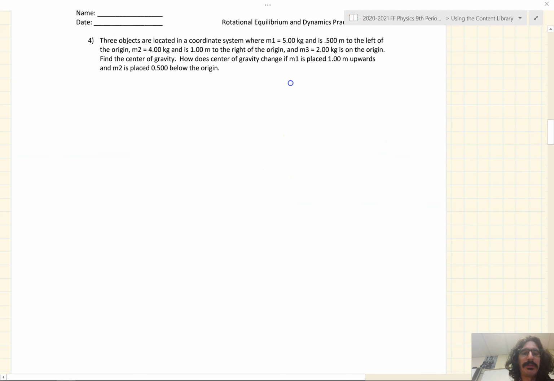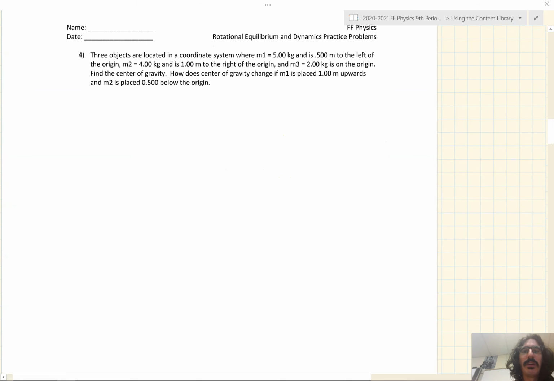Next question. Number 4. 3 objects are located in a coordinate system where M1 is 5 kilograms and 0.5 meters to the left of the origin. M2 is 4 kilograms and 1 meter to the right of the origin. And M3 is 2 kilograms on the origin. Find the center of gravity.